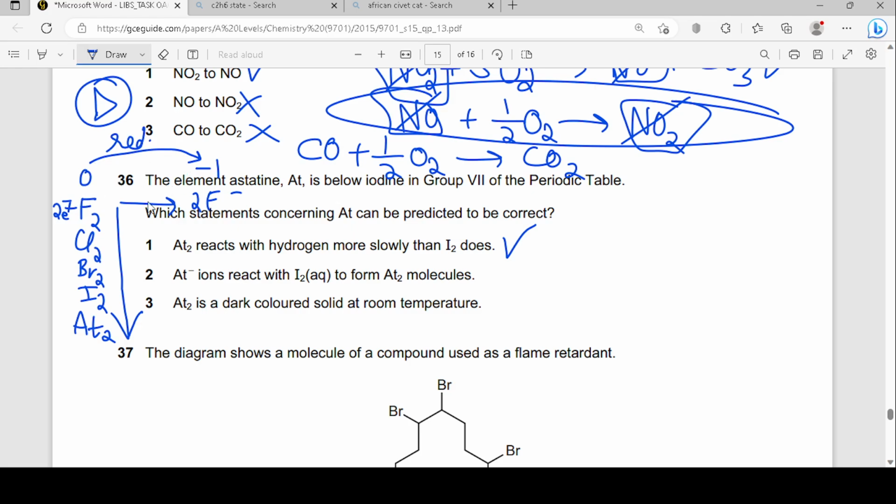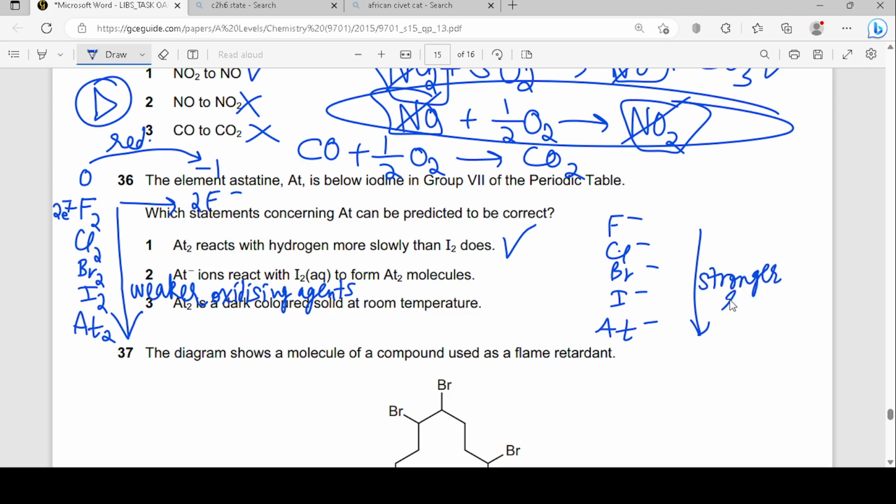So if they are being reduced, like F2 plus 2e minus gives you 2F minus, that's reduction. So that means they're oxidizing agents. The reactivity decreases down the group. That means they become weaker oxidizing agents down the group, right? Then on the other side, if you have the ions, which are F minus, Cl minus, Br minus, I minus, what's the last one? At minus, if that's the question. And then those become stronger reducing agents. Okay, stronger reducing agents, I would assume.